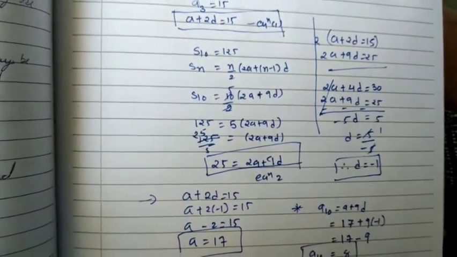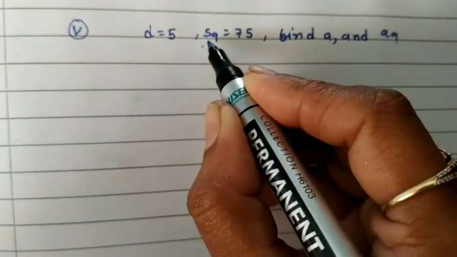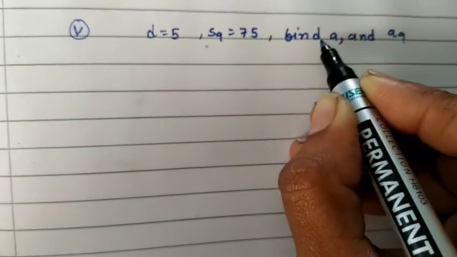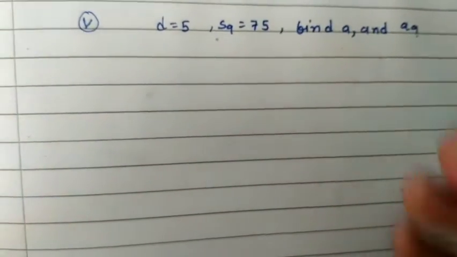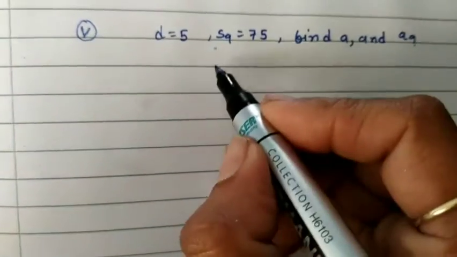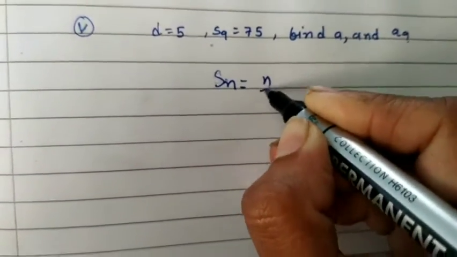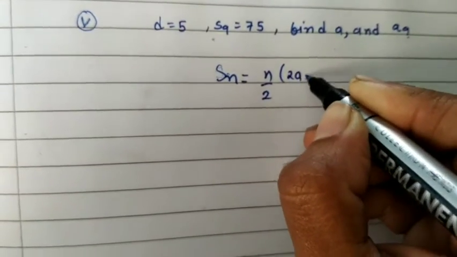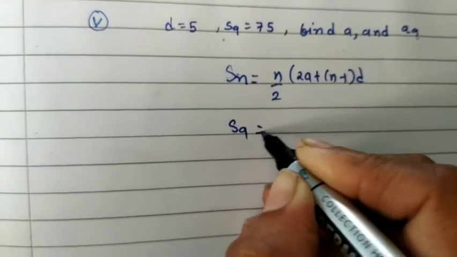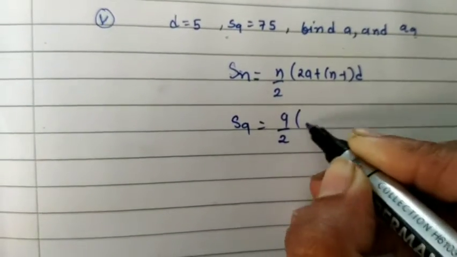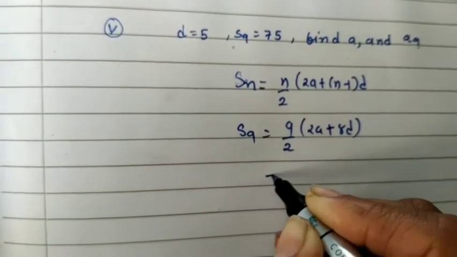I hope you understood. So as you can see, here d equals 5 and S9 equals 75. We have to find a and a9. If we get a, since we have d, we can find a9. So let us do the process. Here we have S9. First we will write the formula of Sn, that is n by 2 into 2a plus n minus 1 into d. Let us substitute the value: S9 equals n by 2, means 9 by 2 into 2a plus 8d.